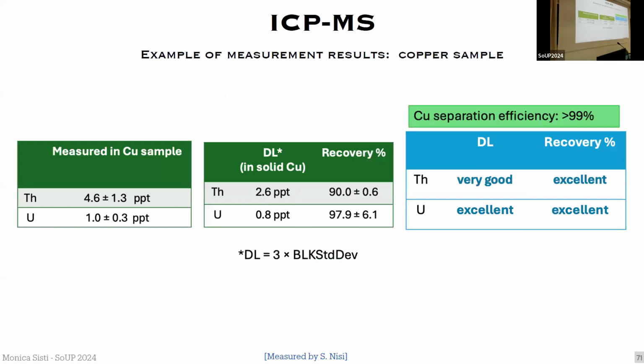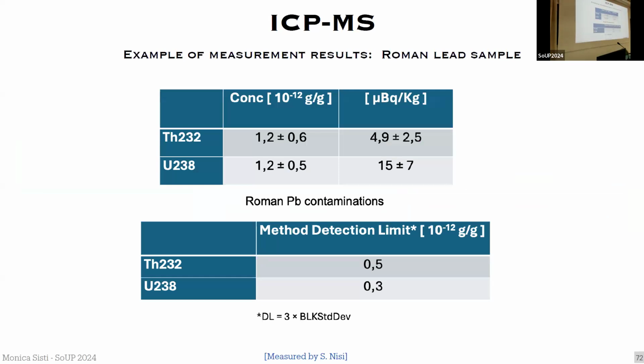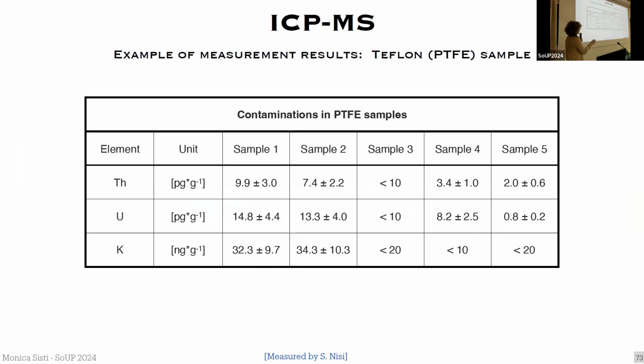These are some results measured at Gran Sasso, for example, on copper. This is the detection limit, and this is the measurement of contaminants in a copper sample. Of course, this was solid, so it had to be dissolved in acid and prepared properly for the measurement. This is a Roman lead sample, again at ppt sensitivities. And this is the contamination on a Teflon sample. Teflon is also a very clean material that is used in low-background experiments.